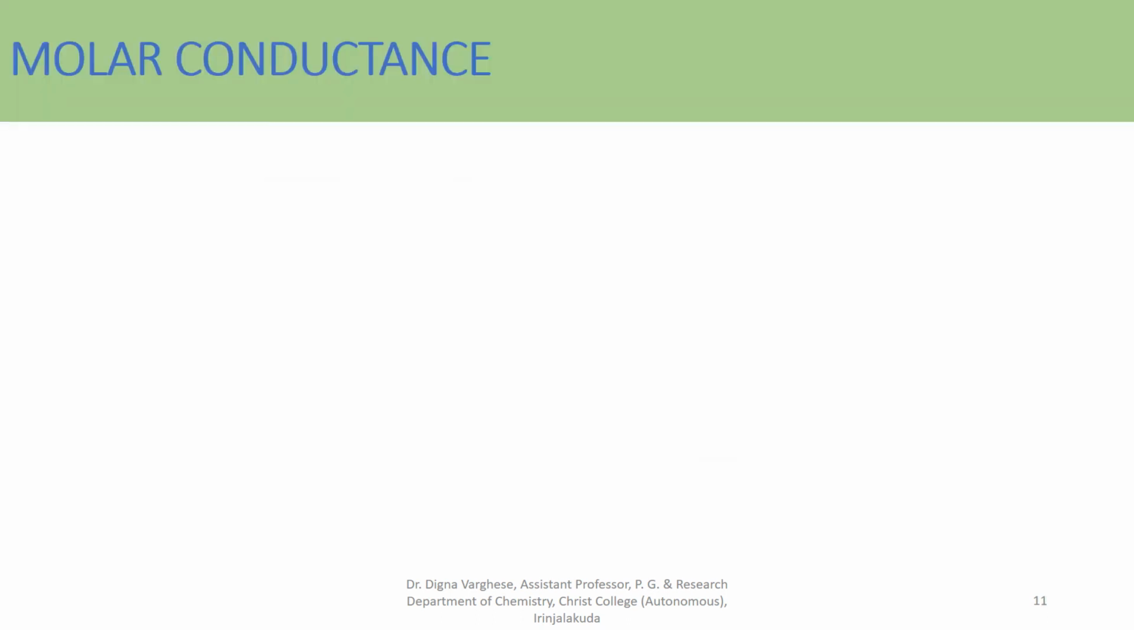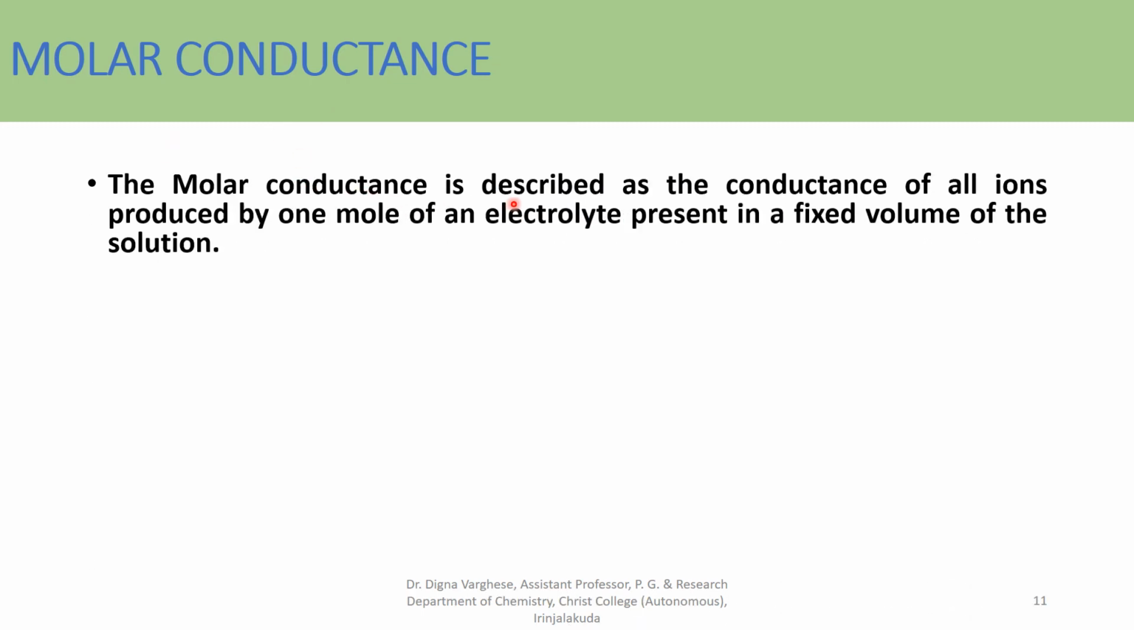Nowadays, electrolytic conductance is more often described in terms of molar conductance. Molar conductance is the conductance of all the ions produced by 1 mole of an electrolyte present in a fixed volume of the solution. In other words, molar conductance of an electrolyte solution of a given concentration is defined as the conducting power of all the ions produced from 1 gram mole of the electrolyte. 1 gram mole is equal to the molecular mass of the electrolyte. It is represented by lambda m, that is molar conductance.